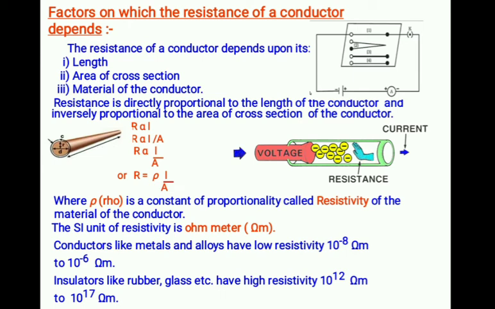Mathematically we can write, first, R is proportional to L, and R is inversely proportional to A. Combining these two, R is proportional to L by A. Therefore R is equal to rho into L by A, where R is resistance, rho is the proportionality constant known as resistivity, L is the length of the conductor, and A is the area of cross section. The SI unit of resistivity is ohm meter.